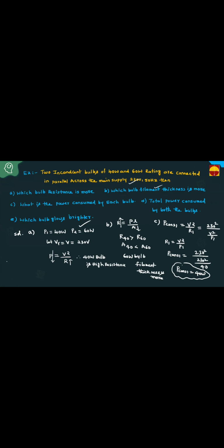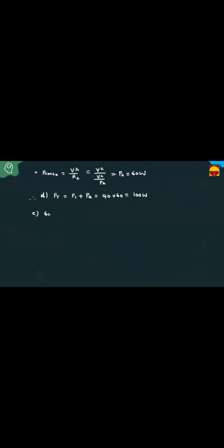Which bulb glows brighter? Can anybody answer? Which connection is it? It is a parallel connection. In a parallel connection, the bulb which has the higher rating glows brighter. Then the 40 watt bulb or the 60 watt bulb? The 60 watt bulb glows brighter. Clear, friends? Like this, you have to calculate.